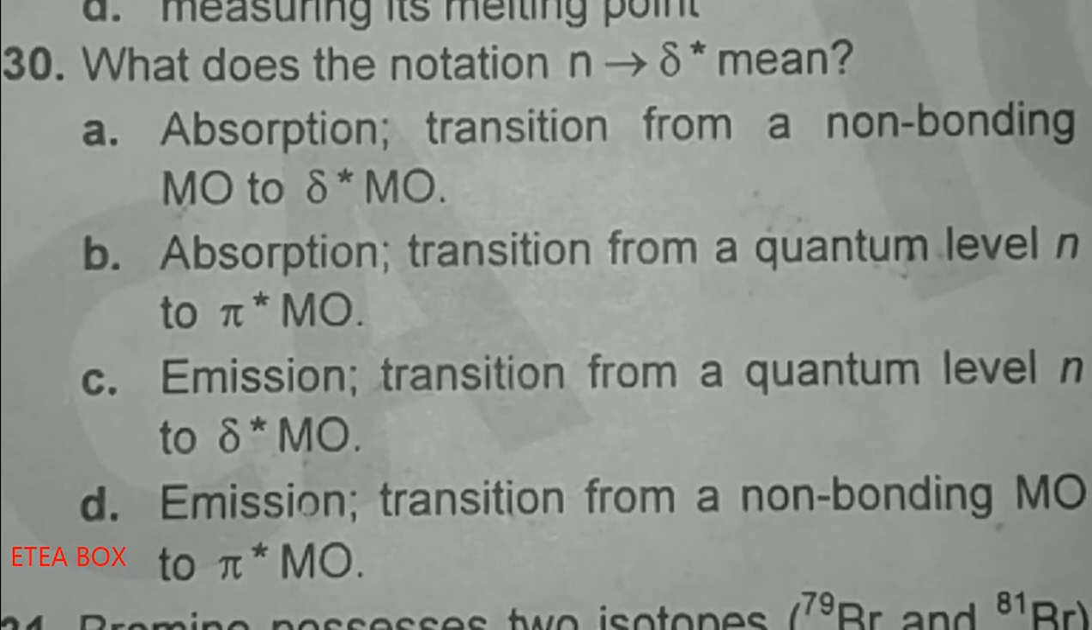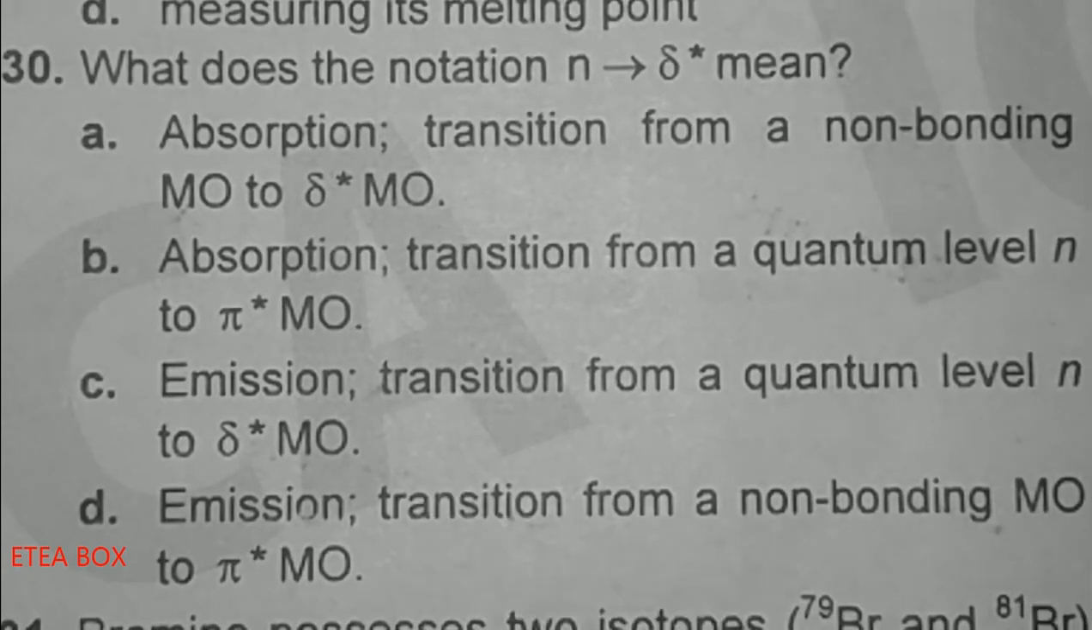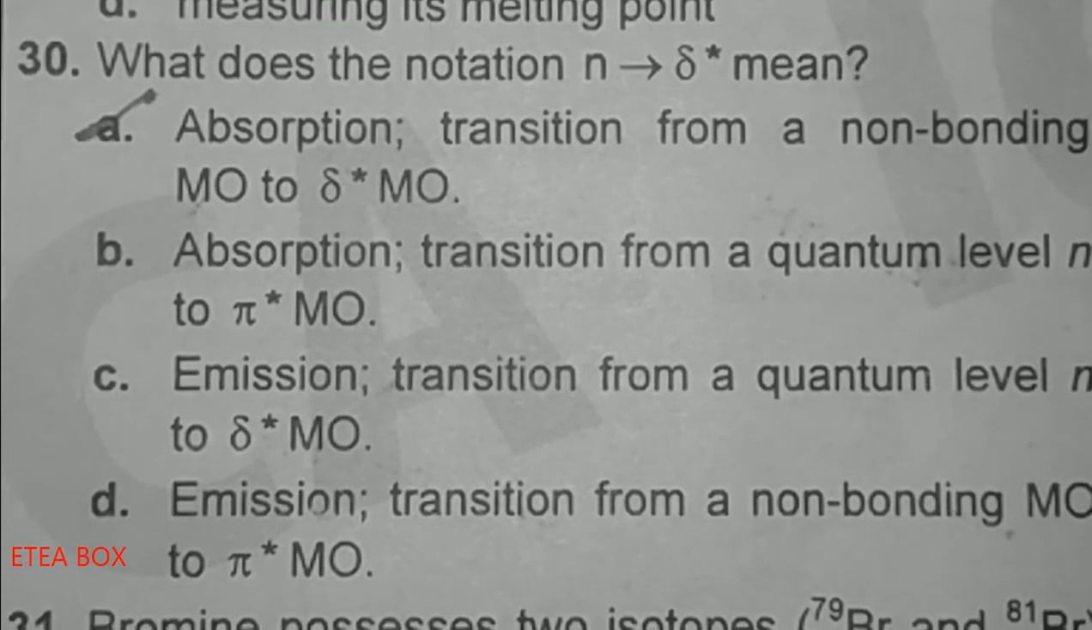What does the notation n to sigma star mean? It means the absorption, like the transition from a non-bonding molecular orbital to a sigma star antibonding molecular orbital. The electron absorbs the energy and transitions from the non-bonding molecular orbital to the sigma star molecular orbital.